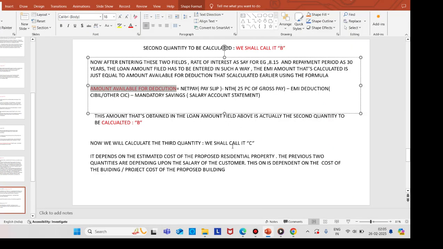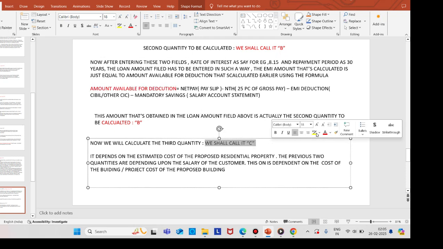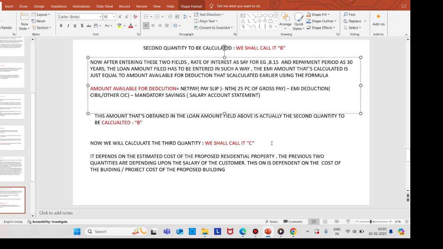Now we shall switch to the other quantity. We shall call it C. Quantities A and B depend upon the salary of the customer, like gross pay and net pay. But this C is not like that. This C simply depends upon the project cost or the purchase price.